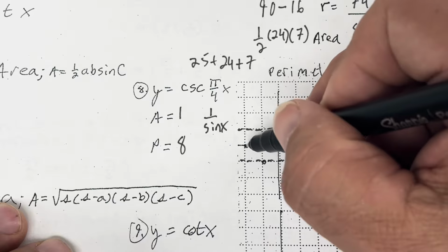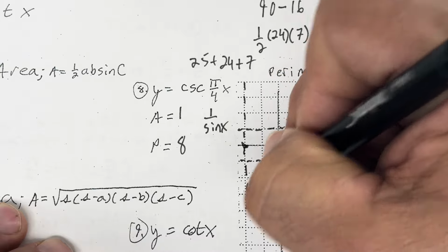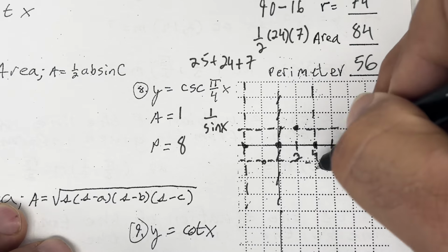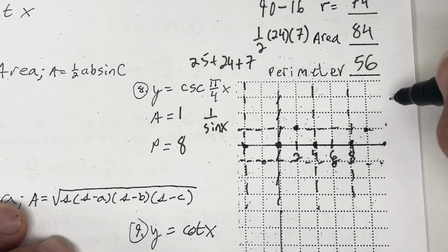I'm supposed to be graphing cosecant. So wherever sine is 0, the cosecant is going to be 1 divided by 0, which is going to generate a vertical asymptote. When we're done, we should have a plethora of vertical asymptotes.